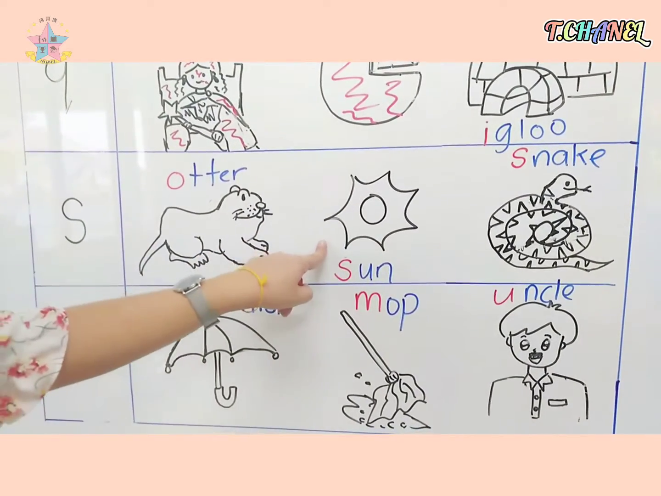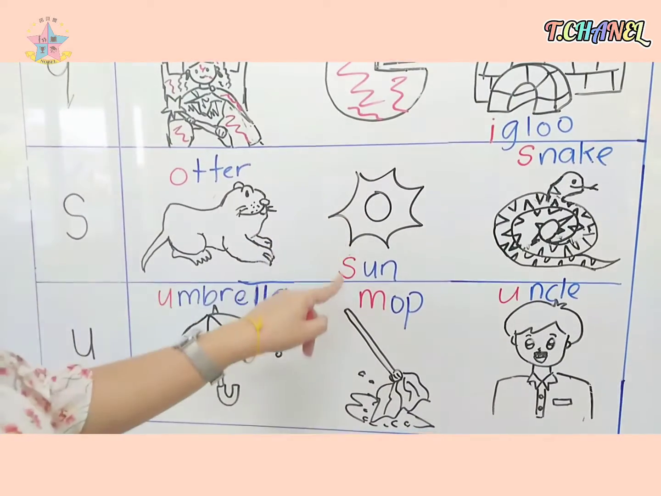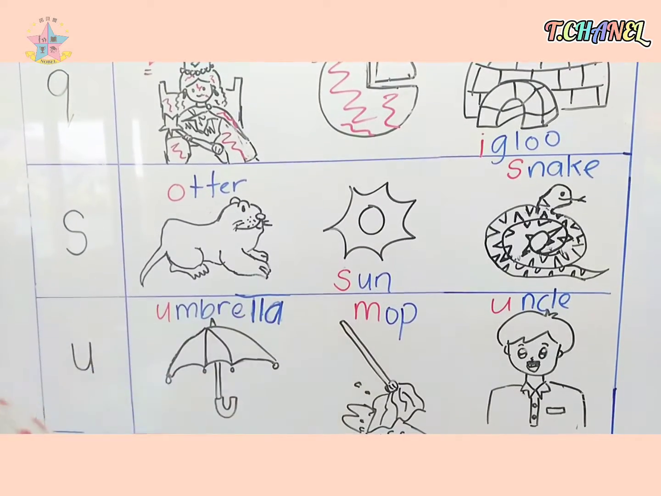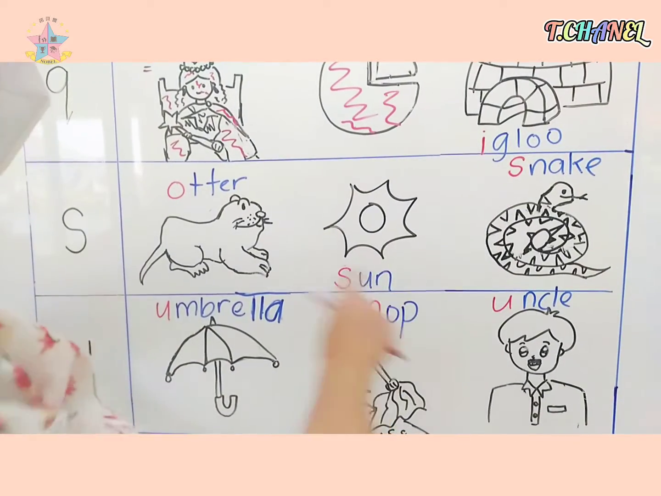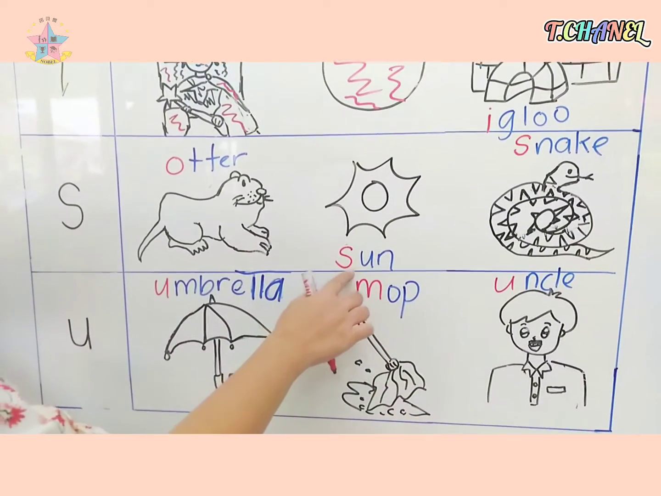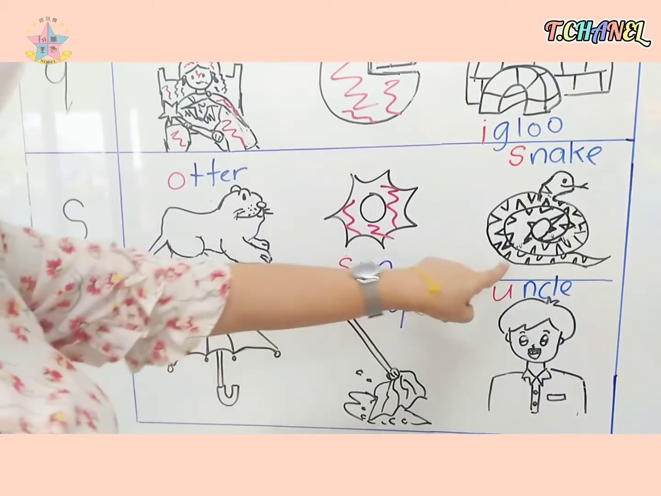What picture is this? This is the picture of sun. S, sun. S, sun. Okay, is sun start with letter S? Yes. Color the sun.